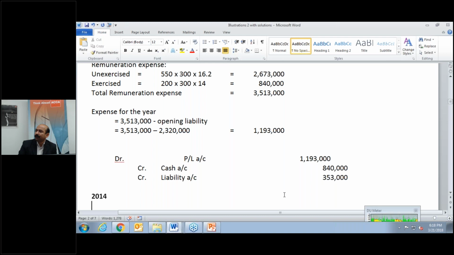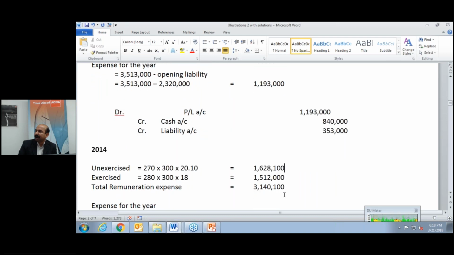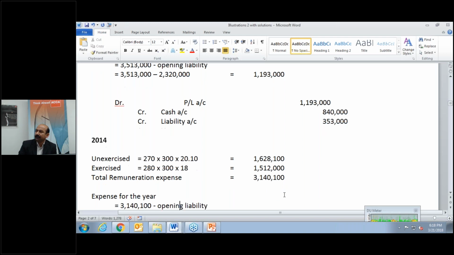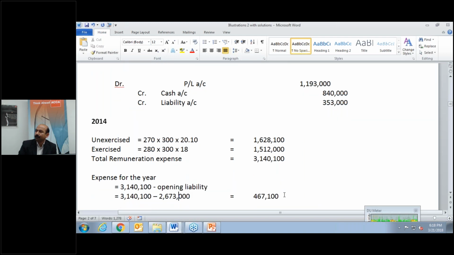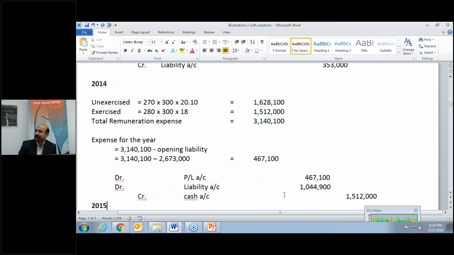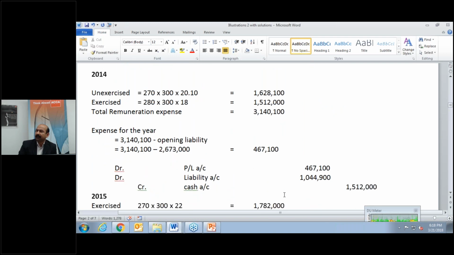Okay, now in 2014, a further 280 employees exercise their option, and the same way we shall be multiplying this with 300 and the intrinsic value. This will give us the total remuneration expense. We will be deducting the opening liability. This will give us the expense for the year. Sorry, I wrongly mentioned expense for the year as if it was the closing liability. This is in fact the expense for the year.